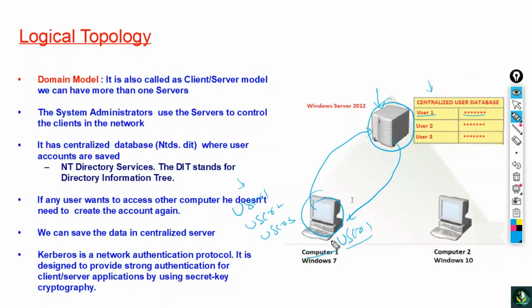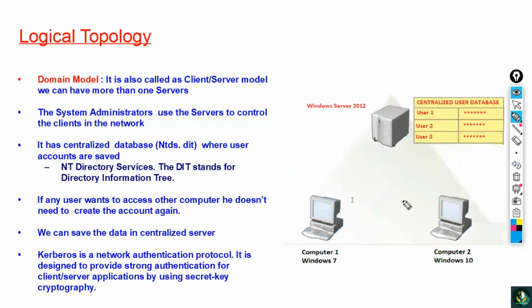After some time, this user 1 wants to use computer 2. Again, he will log in. He will enter his username and password on computer 2. The request will go to the server. Server will check the username, user 1 is available. Then the server will allow this user 1 to use this computer 2 as well. You don't need to create multiple usernames and passwords on clients. You are going to create the username and password once, and it will be authenticated by the server.